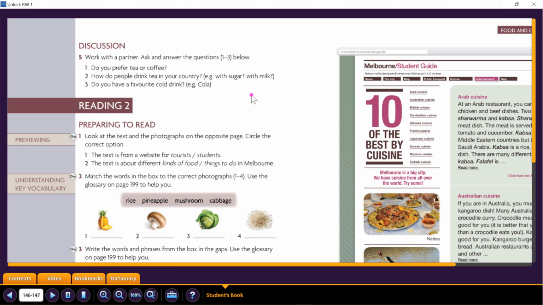Like, for example, in Britain, they usually drink their tea with milk. So this is the English tea. Number 3, do you have a favorite cold drink? Do you like cola? Do you like iced coffee?